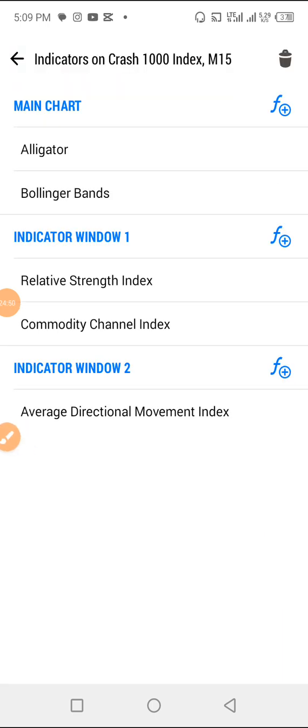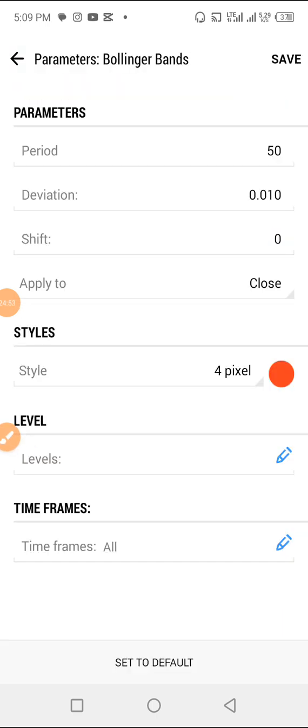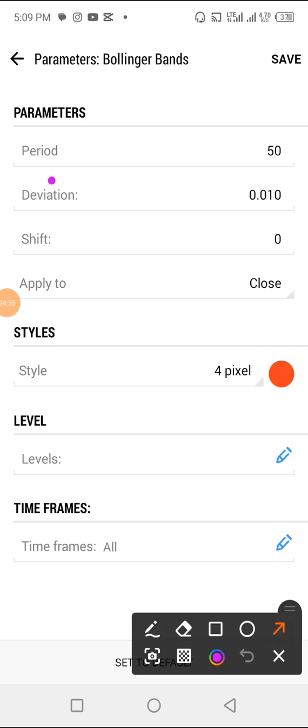Now the next one is the Bollinger Band. The Bollinger Band should be the period of 50, right? The deviation should be 0.010, shift 0, apply to close. Then you can use any style or color of your choice. Exactly. You click on save again.